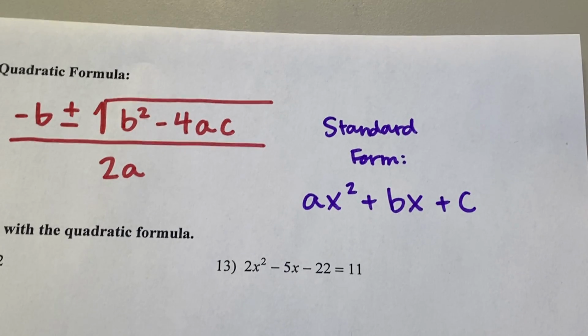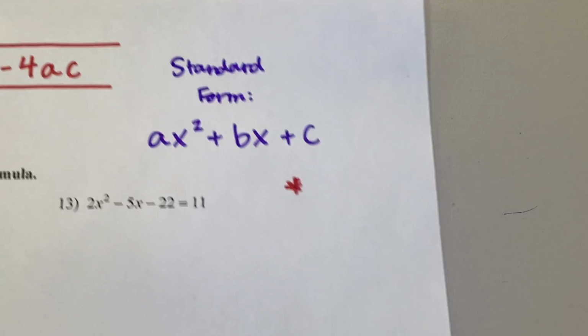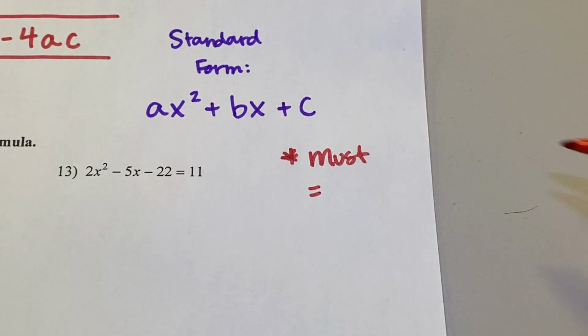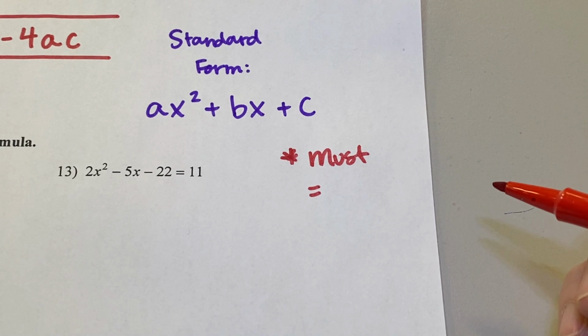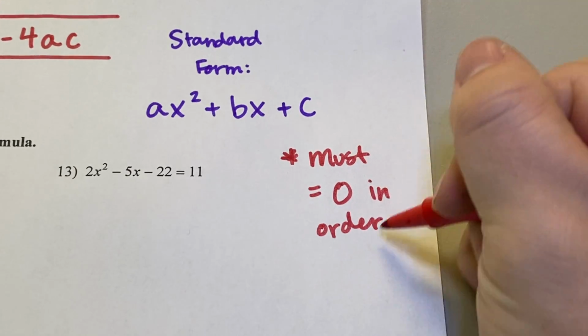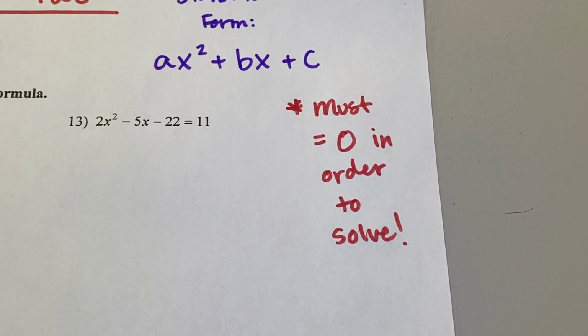Okay. Last super important rule we need to remind ourselves before we start solving these guys. Let's put a star. It must equal what in order to solve? Who remembers? What does it have to equal on one side? Yep, it must equal 0 in order to solve. You have to see an equals 0. Okay. Got all those rules down?